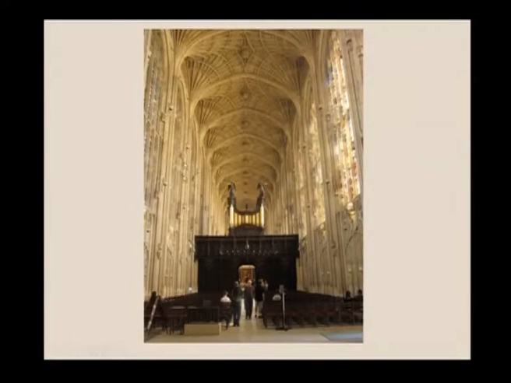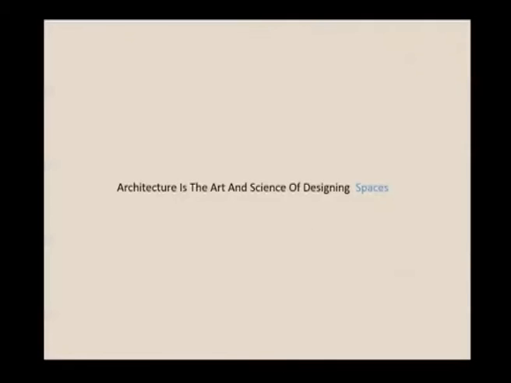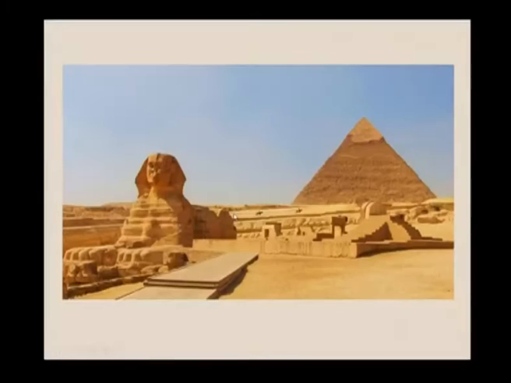In this other example from Gothic architecture, there is a tall, vast interior space flooded with beautiful light inside the cathedral. That is the main aim of this architecture. So we have to redefine architecture as the art and science of designing spaces. Now we have to ask the next question: is it only about the spaces inside the building? We can find the answer in the next example.